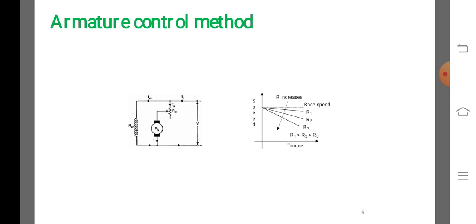Let us see the advantages of the armature control method. Easy and smooth speed control below the base speed is possible. Second, the rheostat in the armature acts as a starter during starting, so the high current during starting can be avoided.